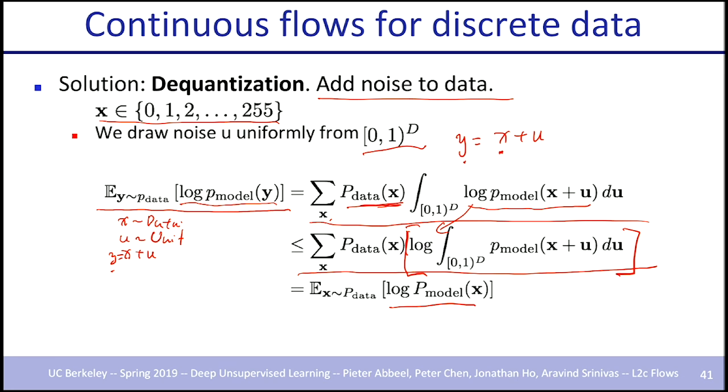So basically, I would pick an image, add some noise to it, and tell my model to fit it. And I would pick another image, add some noise to it, and tell my model to fit the noisy version of the image. And that's generally how you give categorical or discrete data to a continuous model: by basically making it continuous.